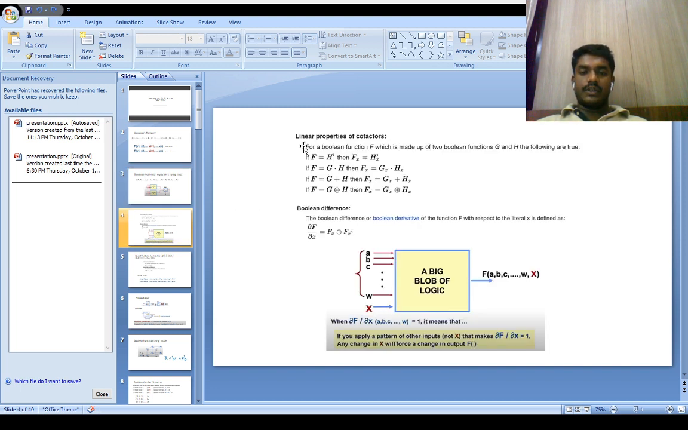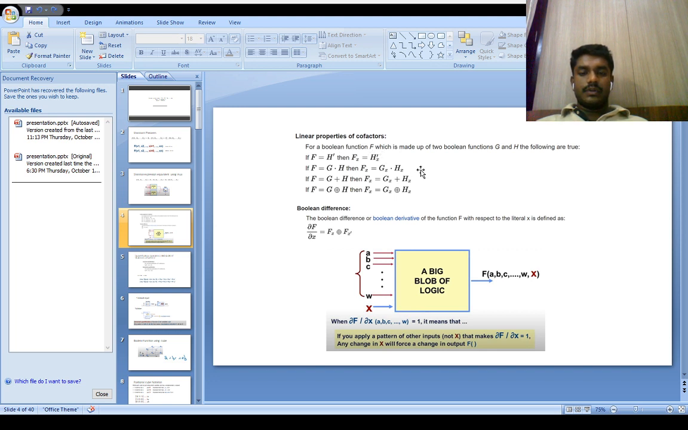There are also some linear properties of cofactors, where if f is equal to h bar, then if we take fx, it is equal to h x bar. I have given these linear properties, and by going through them we can learn easily.